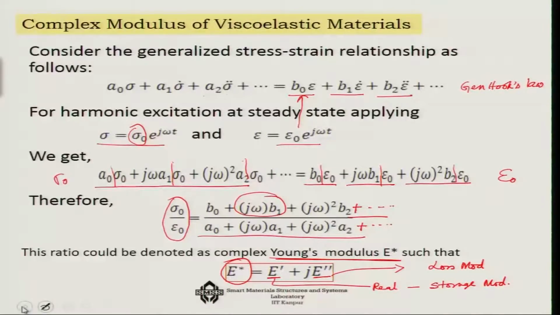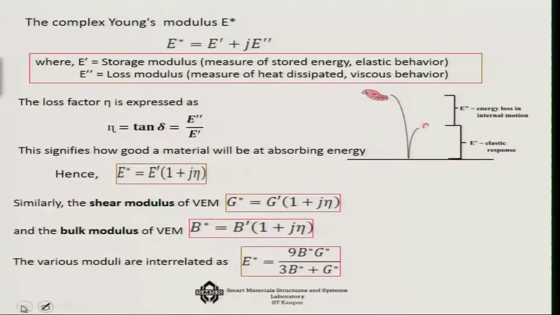Now, we can also find our old friend, the loss factor, with this definition, because E star is E prime plus j E double prime. E prime, I told you, is the storage modulus, which is the measure of the stored energy, and it depicts the elastic behavior. On the other hand, E double prime gives you a measure of the heat or energy dissipated, the viscous behavior. The loss factor is defined as the ratio between these, E double prime over E prime, and it is also written in the form of a tangent, because it is in the real versus imaginary plot.